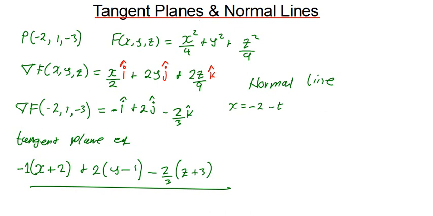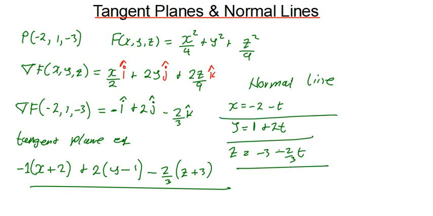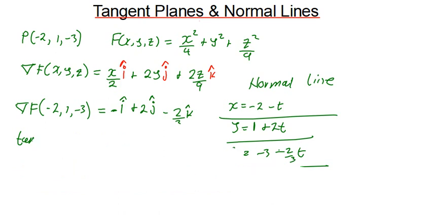What about the y? The initial of y is 1. Then we have positive 2 there, which gives us plus 2t. In the z, we have negative 3 as our z initial. Then we're supposed to say plus, but I'll say minus 2 over 3 t. And this is the equation of the normal line. It's up to you whether you want to put it in symmetric or parametric form. It still means one and the same thing. And that's how you go about answering that one.